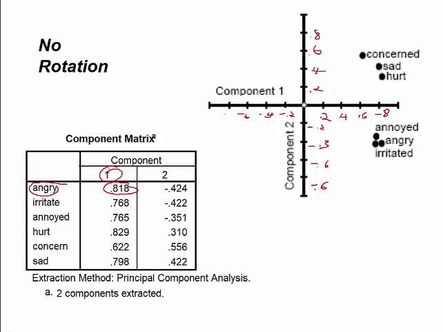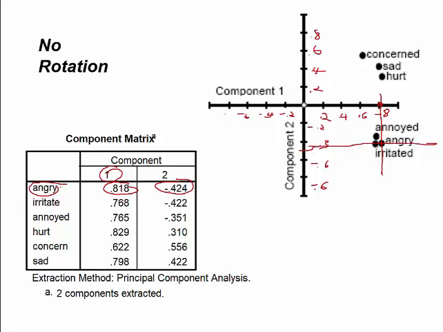So for component 1, here's item angry. Item angry correlates 0.8 with component 1, and it correlates negative 0.42 with our second component. So I'm going to go down here to 0.42 on our second component. Negative 0.42 would be right about there.